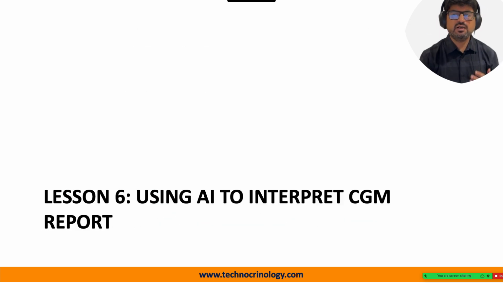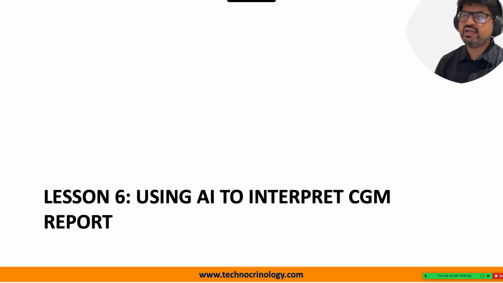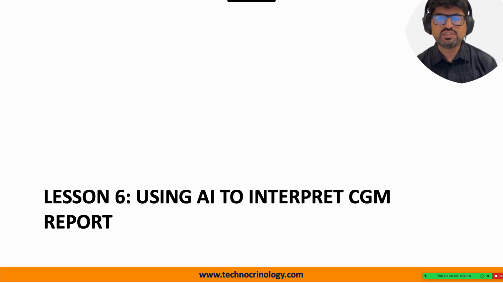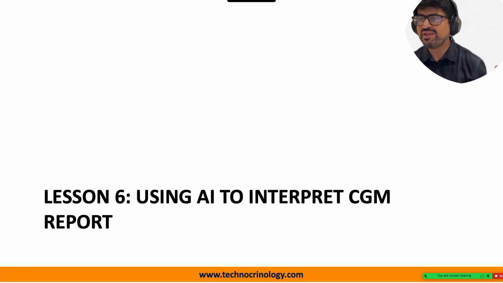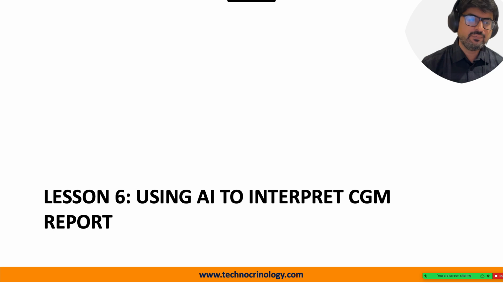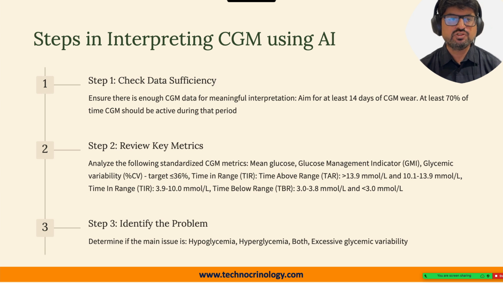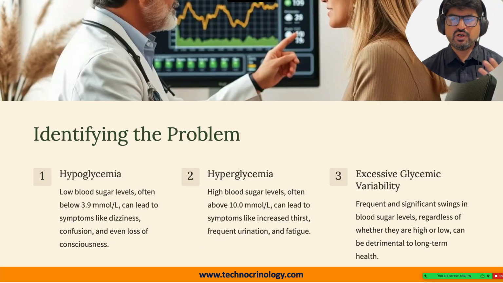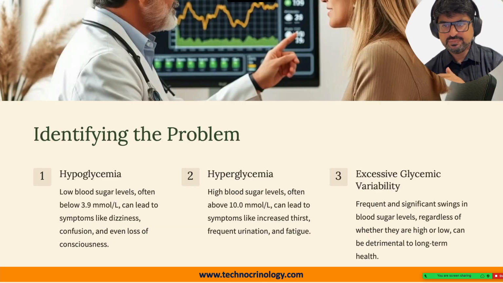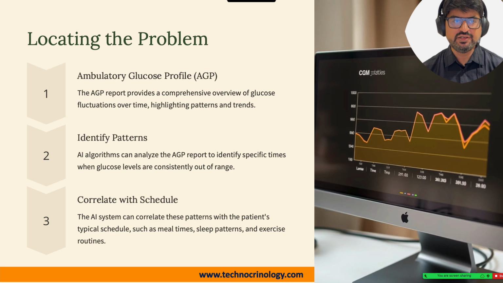Then another use case which diabetologists frequently use is CGM reports. We all have patients now coming with their CGM data. So how can you use ChatGPT, or Perplexity, for interpreting a CGM report? Here again we have given this prompt. What are the steps in interpretation of a CGM? You look at data sufficiency, look at key metrics, and identify the problems they are facing: whether the patient has hypoglycemia, hyperglycemia, or glycemic variability.